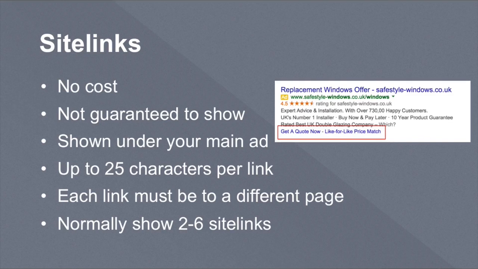Well, you can see from the ad image on the right hand side of the screen, highlighted in the red box, is site links. In this case, 2, and you can see that they are separated with a hyphen in the middle of the 2. So get a quote now, like for like price match. So a site link is blue text, blue links underneath the main body of your ad. You normally only get to show a site link when your ad is in the top 3 positions on the left hand side of the page, as this ad is here.